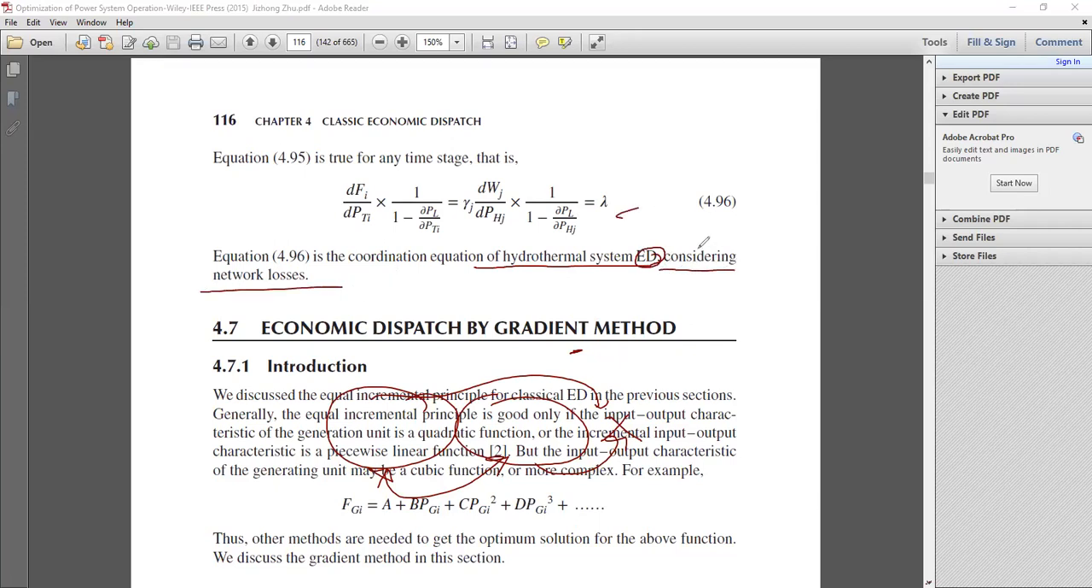So when you didn't take network losses into consideration, you actually didn't have this, just like in the previous topic that I discussed today. When you have the network losses introduced, you have these additional terms. That's it. I shouldn't go beyond this for the time being.